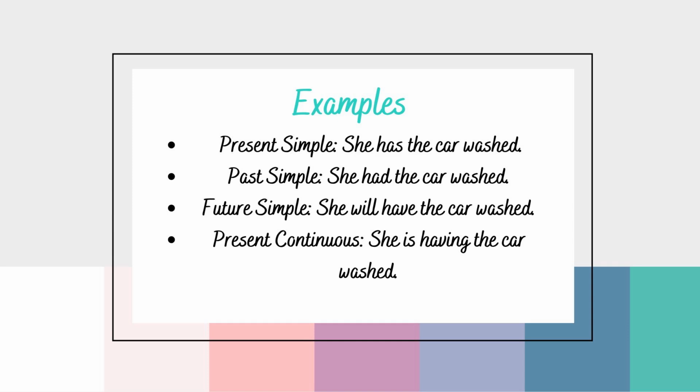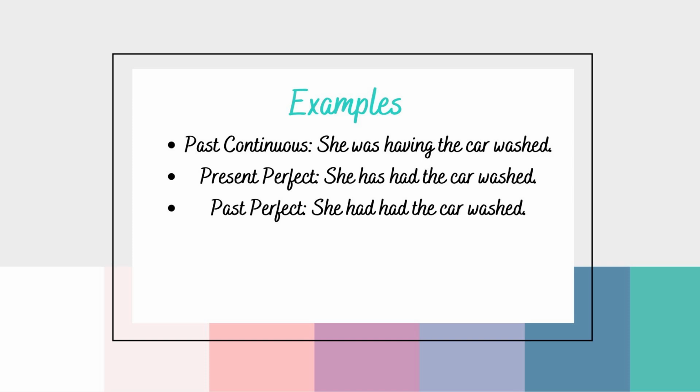Let's look at some examples. Present simple, she has the car washed. Past simple, she had the car washed. Future simple, she will have the car washed. And present continuous, she is having the car washed. In past continuous, she was having the car washed. Present perfect, she has had the car washed. And past perfect, she had had the car washed.